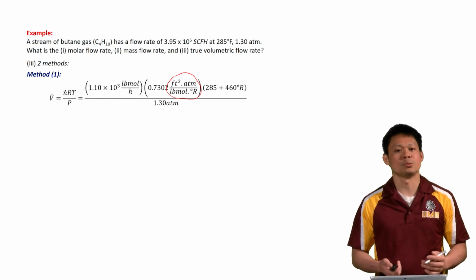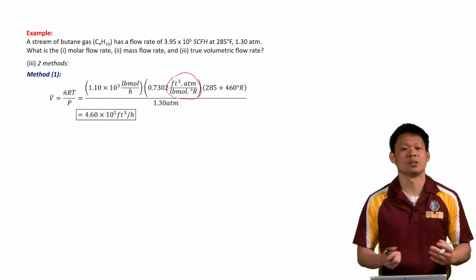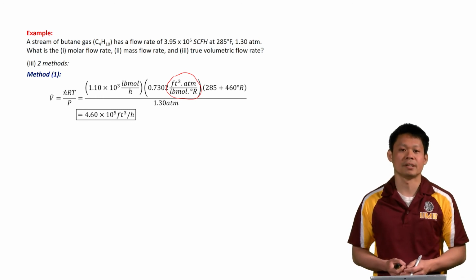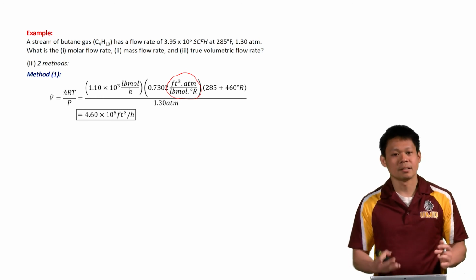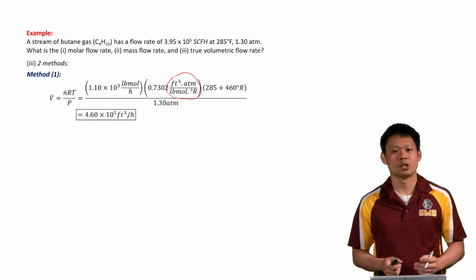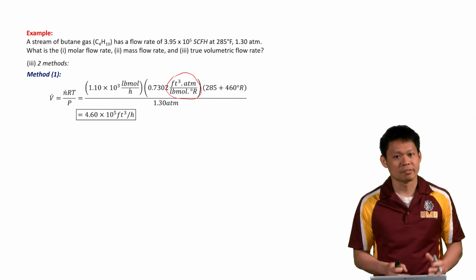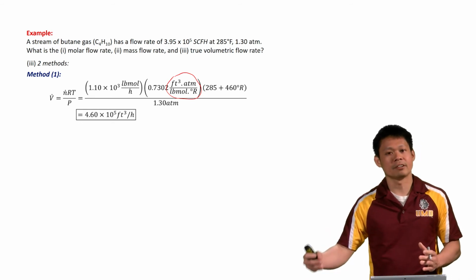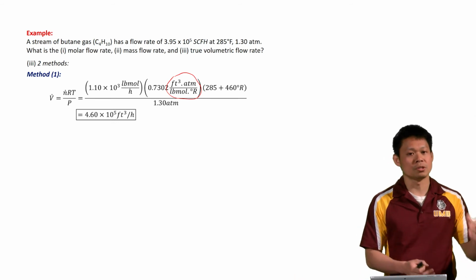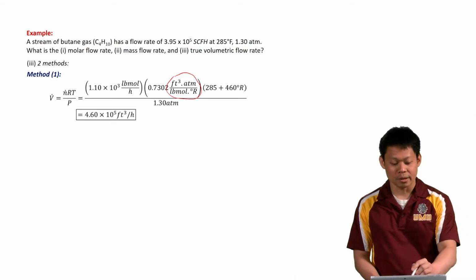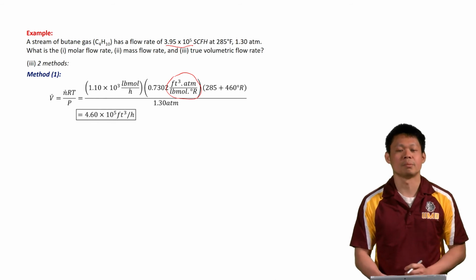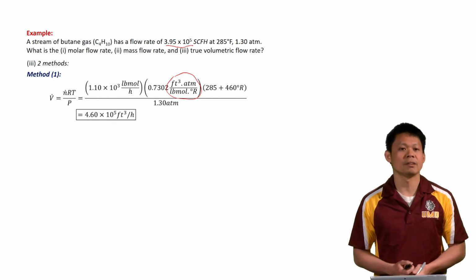Once I put this into my calculator, I can get the actual volumetric flow rate, 4.60 times 10 to the power 5. Again, let me emphasize, this volumetric flow rate, 4.60 times 10 to the power 5 feet cubed per hour, is the volumetric flow rate at 285 degrees Fahrenheit and 1.3 atmospheres. If I change the operating conditions to 0 degrees C and 1 atmosphere, I will end up with 3.95 times 10 to the power 5 cubic feet per hour. So that's the first way of doing things.